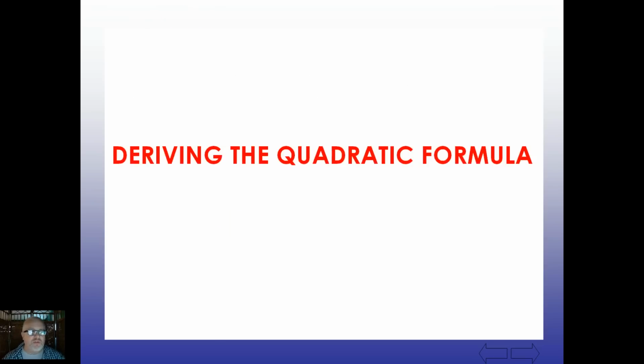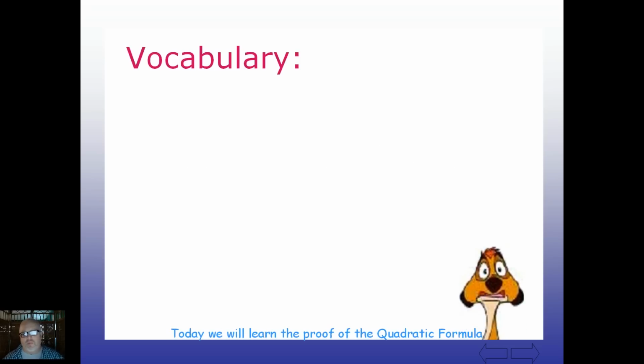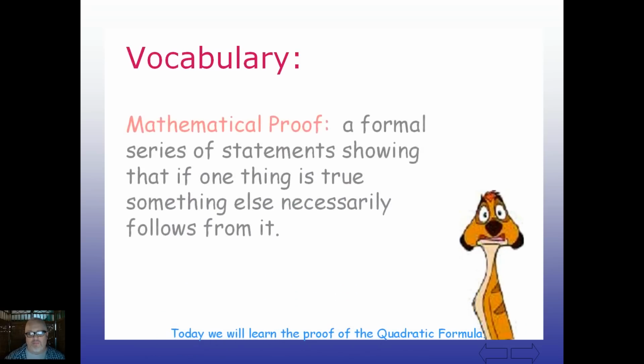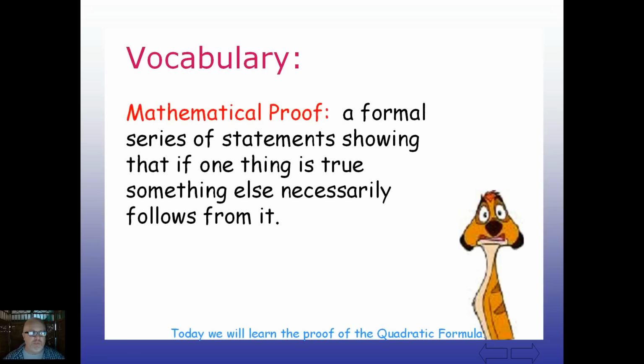Alright, and finally, deriving the quadratic formula. Now this is something we talked about recently, and it is a high peak in Algebra 1 of understanding a proof for the first time you're seeing it, okay? So here we go. Let's go ahead and go through this one time. Mathematical proof is a formal series of statements showing that if one thing is true, something else necessarily follows from it.